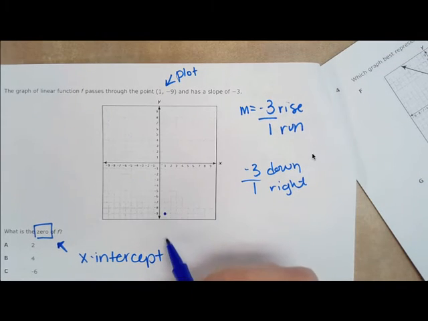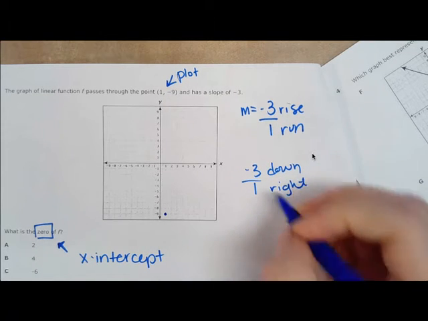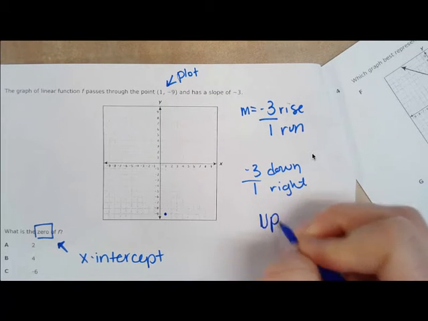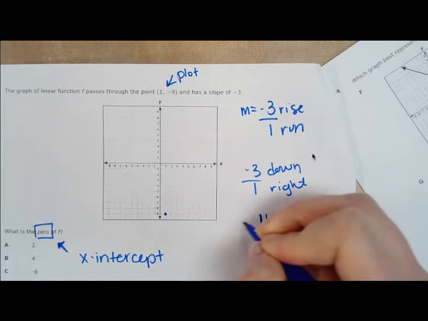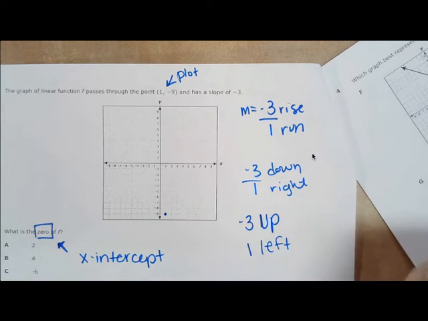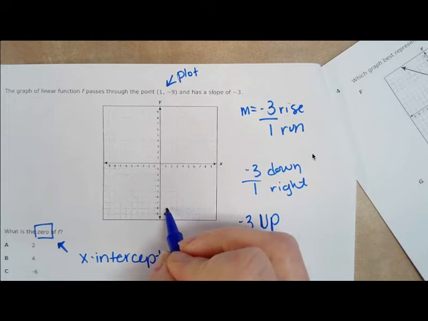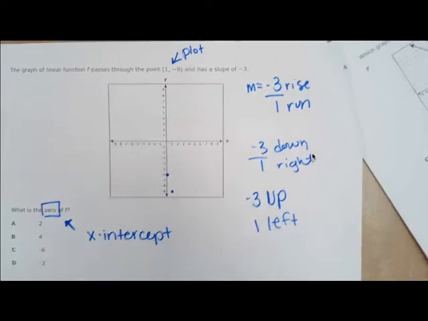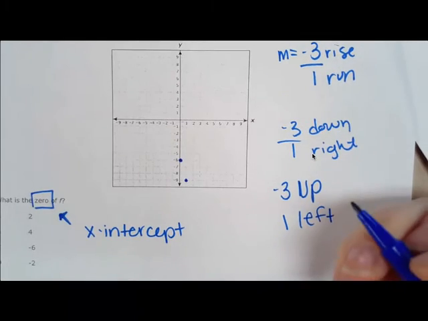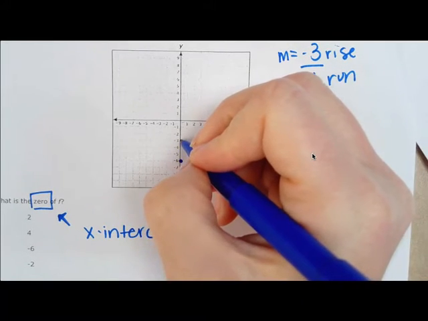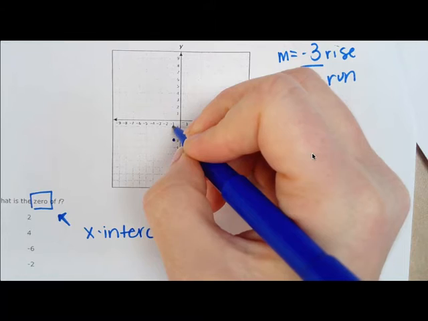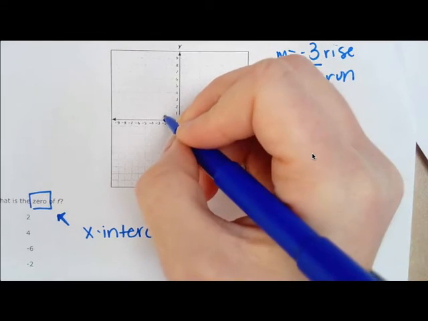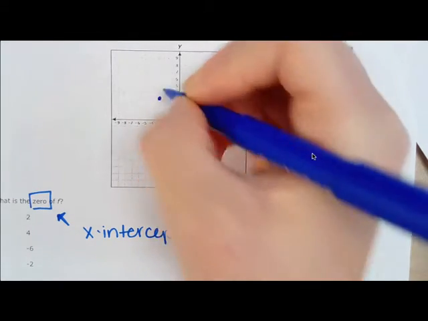But I can't go 3 down. So the same thing as going down and right is go up and left. So up 3, 1, 2, 3, left 1. And so on.